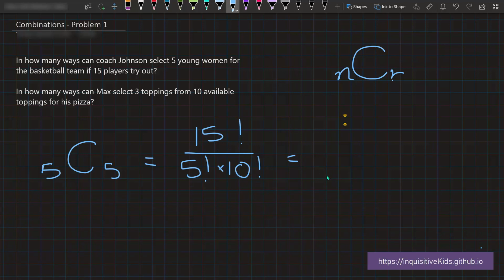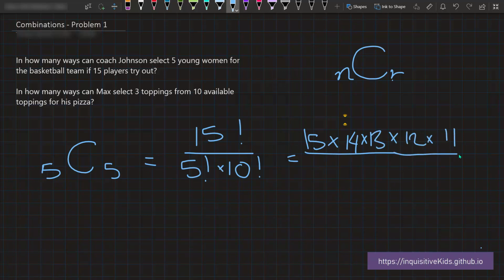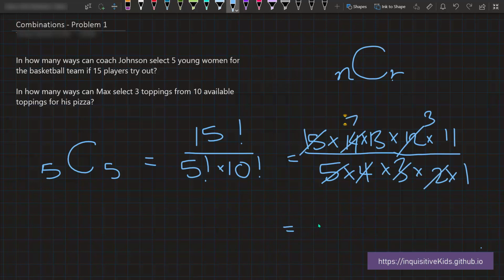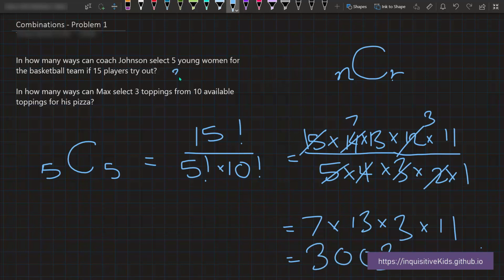After canceling out 10 factorial from the bottom and the top, we have 15 times 14 times 13 times 12 times 11. And on the bottom, we have 5 factorial expanded, which is 5 times 4 times 3 times 2 times 1. Now we can cancel out a 15 from both the top and the bottom, and we can cancel out a 4 and then a 2. So this problem is now 7 times 13 times 3 times 11. Solved, this gives us 3003. So our answer would be there are 3,003 different ways to let Coach Johnson choose 5 young women for the basketball team out of a total of 15 players.